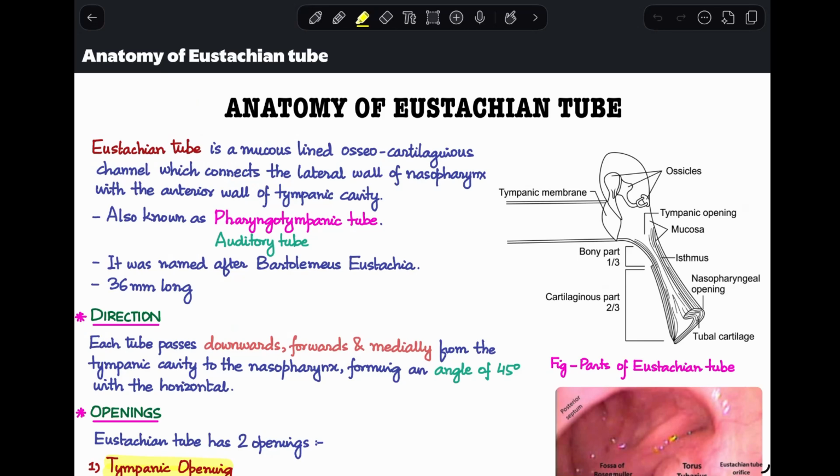Today we'll be talking a little bit about the anatomy of the Eustachian tube. And along with anatomy, we'll also discuss a little bit of the physiology, what are the functions of the Eustachian tube, a little bit of applied physiology, and also the embryology behind the Eustachian tube.